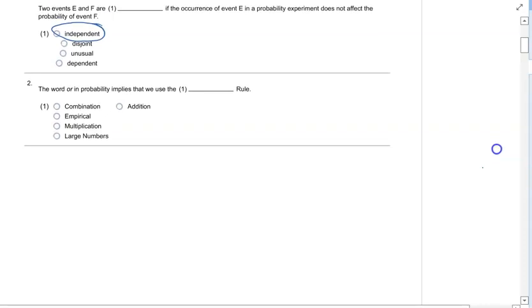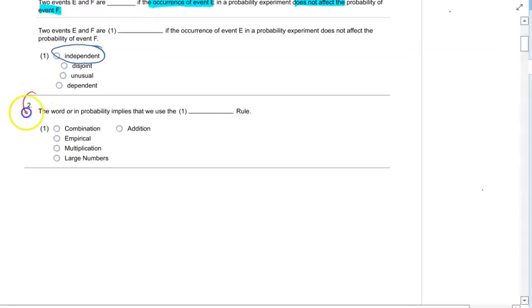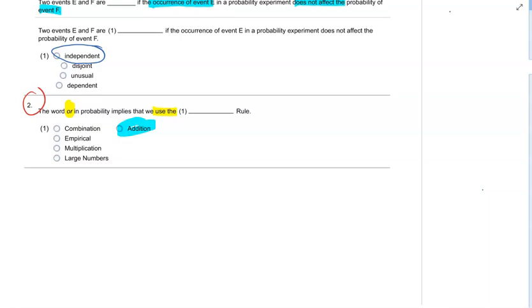Question number 2. The word "or" in the probability implies we use the addition rule. Therefore, if you have an "or", we use the addition rule.